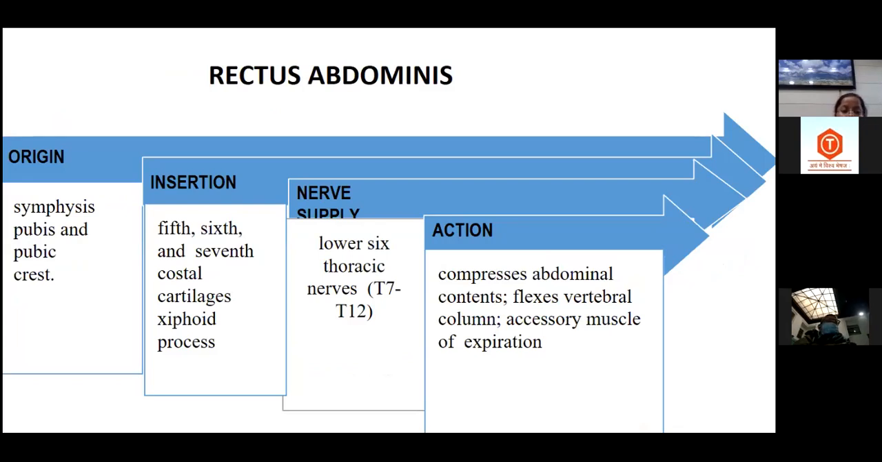It originates from the symphysis pubis and pubic crest and is inserted into the fifth, sixth, and seventh costal cartilages and xiphoid process. It is supplied by the lower six thoracic nerves. It compresses the abdominal contents and flexes the vertebral column, and is also an accessory muscle for respiration.